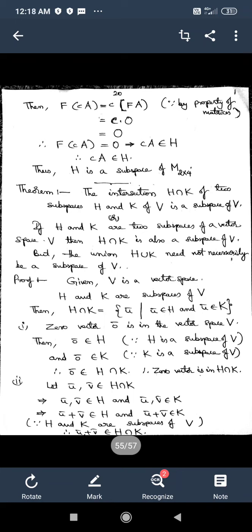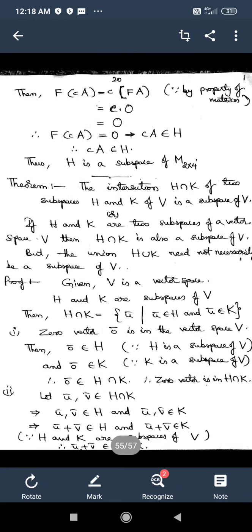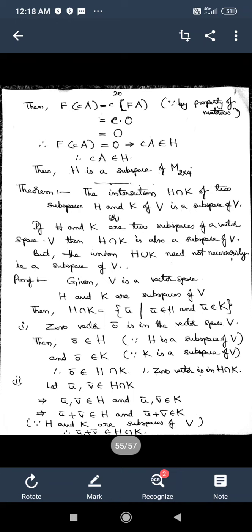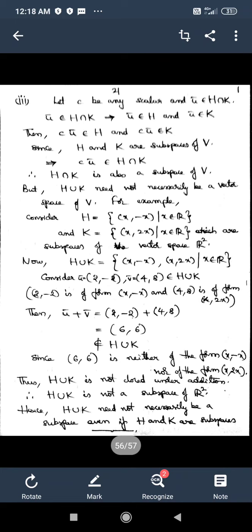So we have seen in the above step that u bar plus v bar belongs to H and u bar plus v bar belongs to K. This shows that u bar plus v bar belongs to their intersection also. So u bar plus v bar belongs to H intersection K. Now we have proved the second condition of subspace in the set H intersection K.